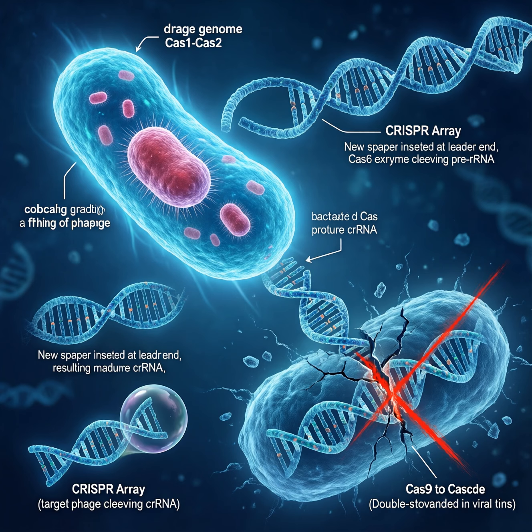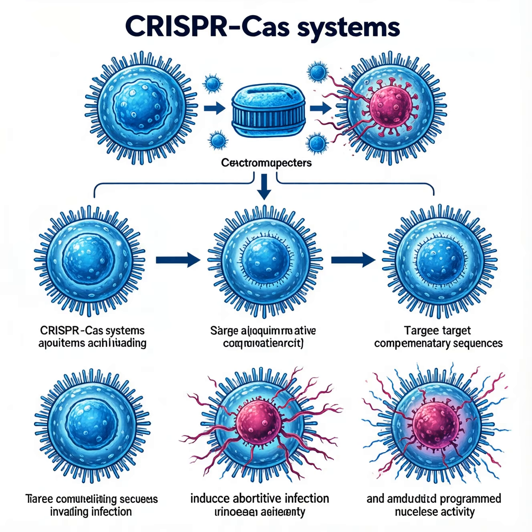CRISPR-Cas systems act like a bacterial memory bank for viral DNA. When a phage injects its genome, the Cas1-Cas2 complex scans for foreign sequences. Short fragments of the invading DNA are excised and integrated as new spacers into the CRISPR array. These spacers become templates for transcribed crRNAs that guide the surveillance complex to complementary targets.